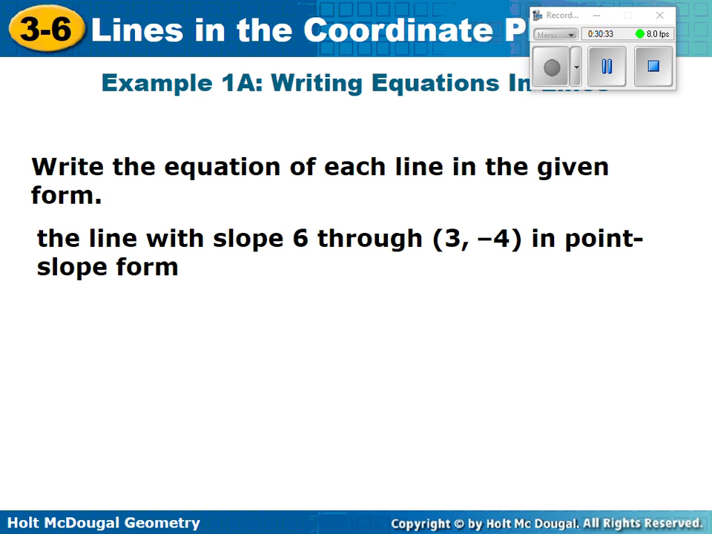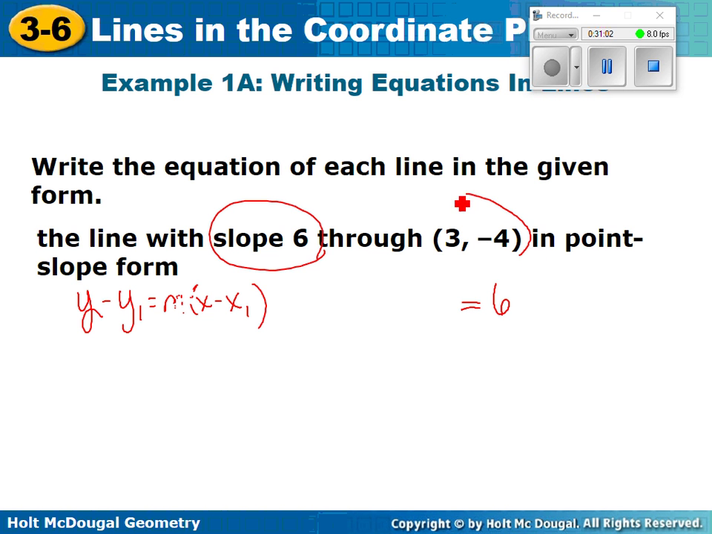What form are we supposed to use here? Point slope. So the first thing I would do is start with my point slope formula. What's point slope? Okay, I'm going to move over to this other side. I keep forgetting to not write on the left. So that's my formula. I'm going to plug in my information. What does it tell me? Slope of 6, so where does that go? M.